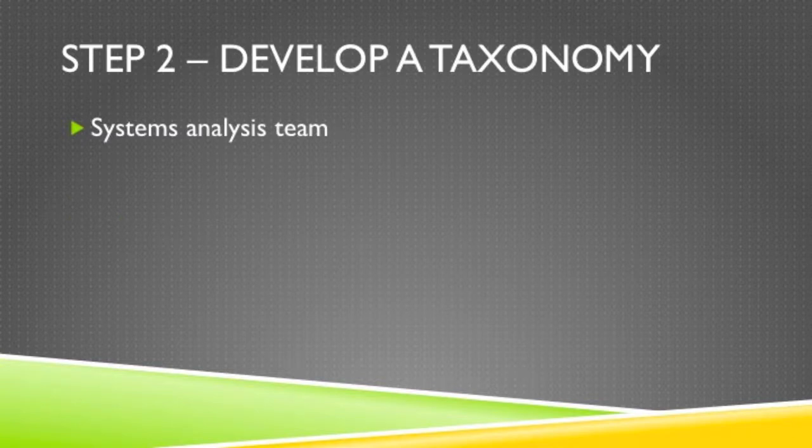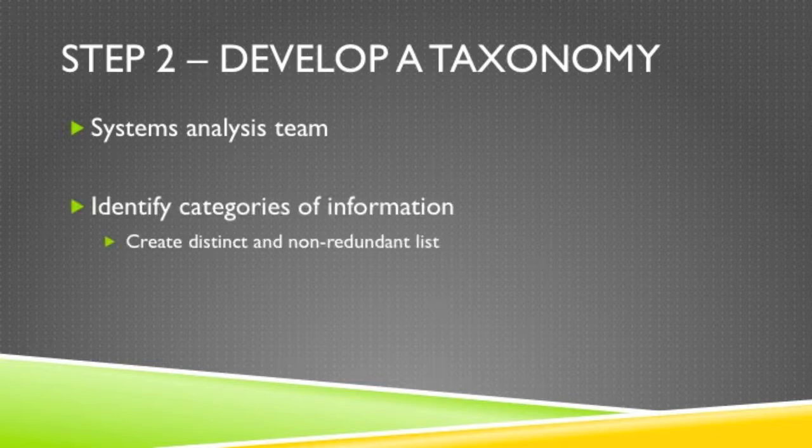The next step is to develop a taxonomy. The systems analysis team will work with the panel on this. The panel will list what information will significantly assist decision-making. The systems analysis team will work to categorize these items into a distinct and non-redundant list.